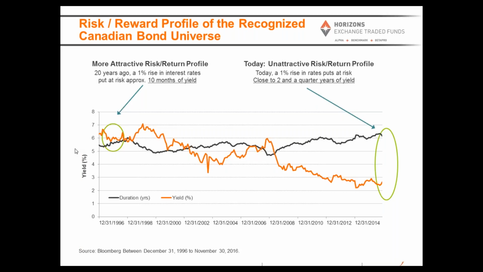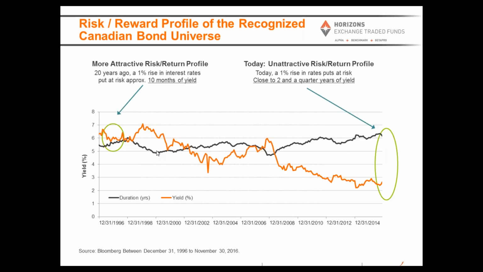So what we've done is put together a chart here that shows, on the y-axis, the yield of the Canadian bond universe, going back to say 1997. The orange line is yield. In this case, you can see it's about 6.25%, 6.33% on the far left. And the x-axis is just the time. The black line is the duration of the portfolio.